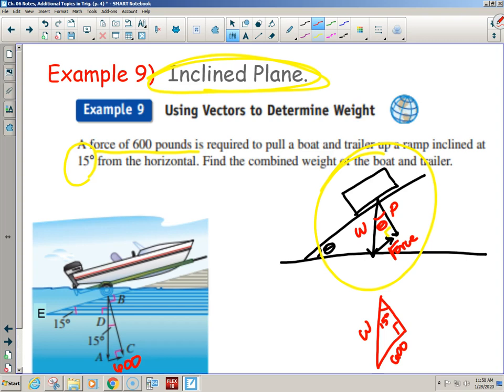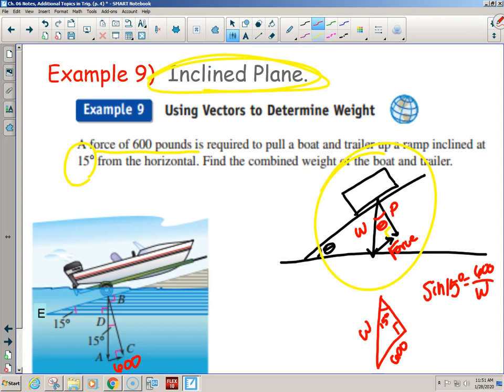But check it. What trig am I going to use to get to W if it's a right triangle with an angle and, what side is this? Opposite. Opposite over hypotenuse. And this one is the hypotenuse, because it's the longest one across from the 90. So we can use sine. Does that make sense?